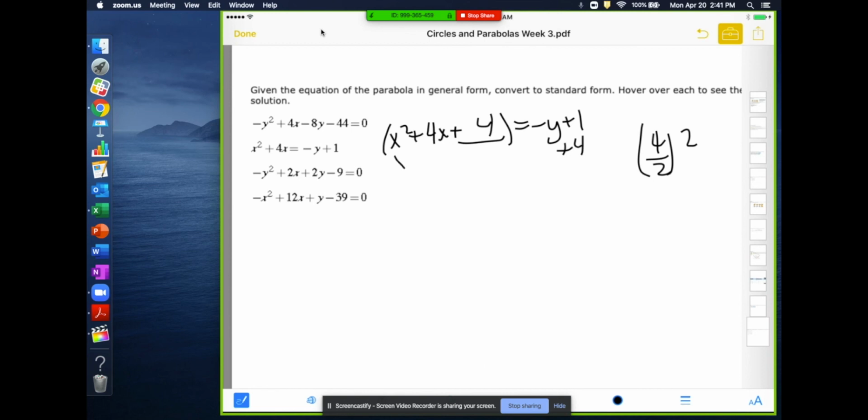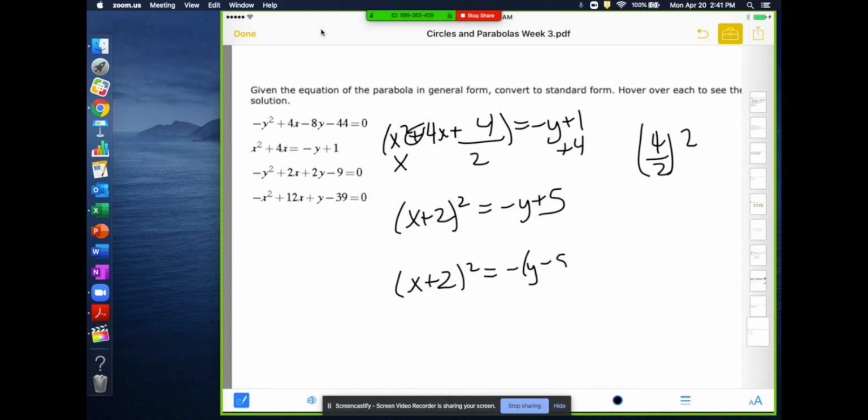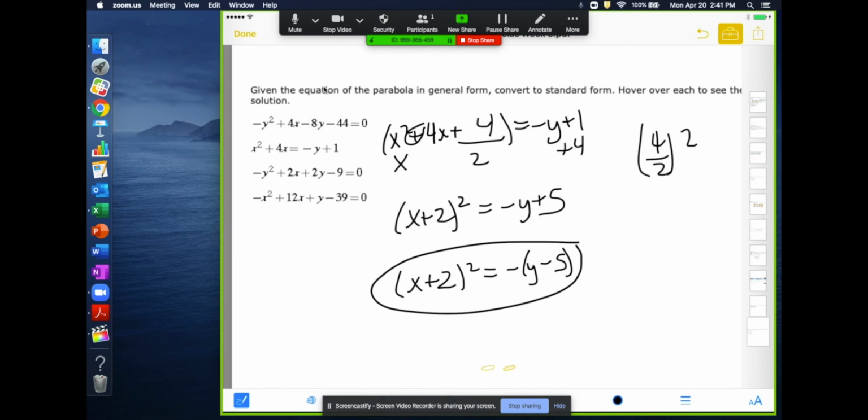I'm going to go through the completing the square process with (b divided by 2) squared, which is going to be 4. I want to make sure I add that to the other side as well. This turns into (x plus 2) squared when I factor it, equals negative y plus 5. And I want to make sure I try to have just a positive y, so I'm going to factor out that negative sign and change it into negative times (y minus 5).